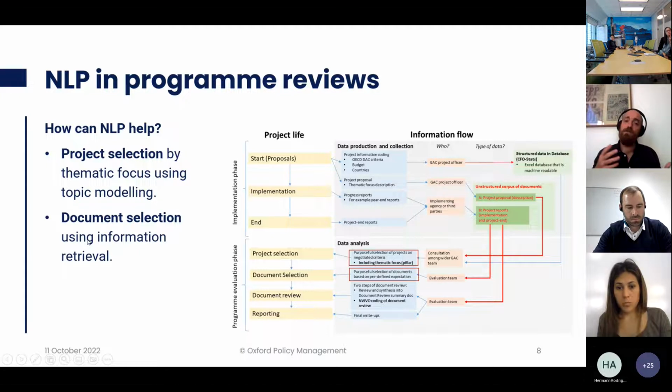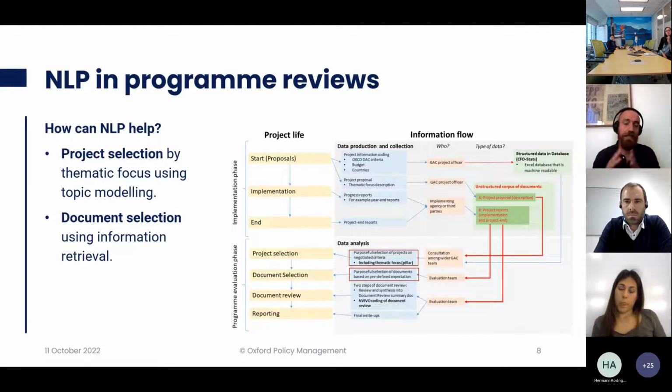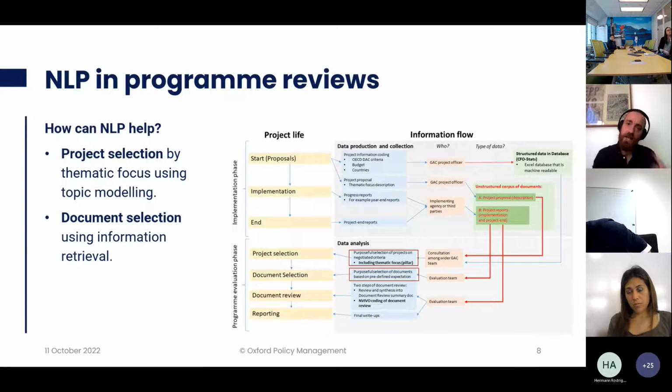Another example of what could be done is document selection, which is similar, but with different methods, with information retrieval methods. In a sense, this is almost like programming a good search function over this unstructured corpus of documents. So developing an algorithm that helps reviewers search these documents efficiently, not just looking for words, but looking for associations of words as well, and therefore going beyond a simple keyword searching function.